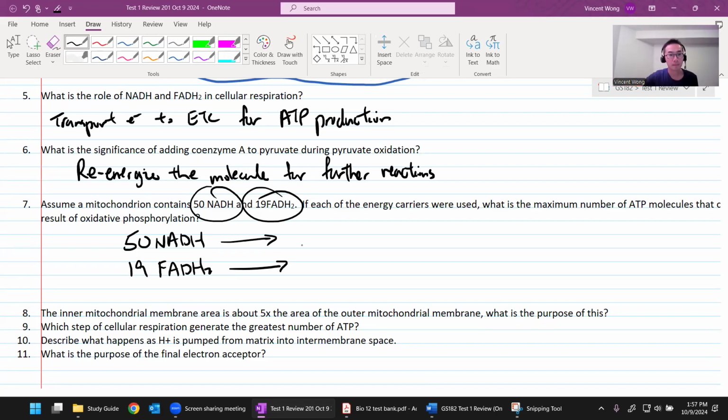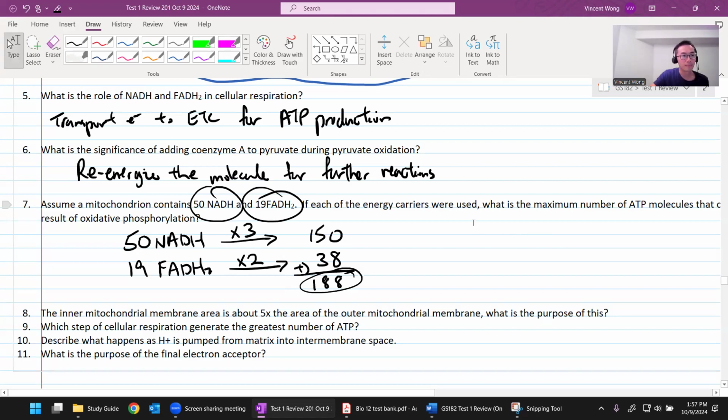One FADH2 equals 2 ATP. That's right. So we multiply this by 2, and then the other one is multiplied by 3. That's right. Each NADH is equivalent to 3. Each FADH2 is equivalent to 2. So 3 times 50 is 150, and 2 times 19 is 38. If we add these up, it's going to be 188.